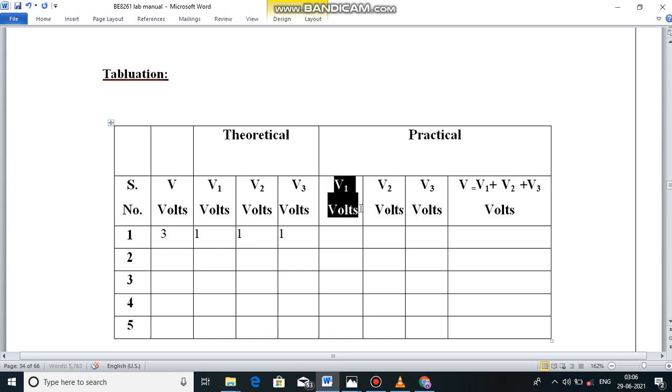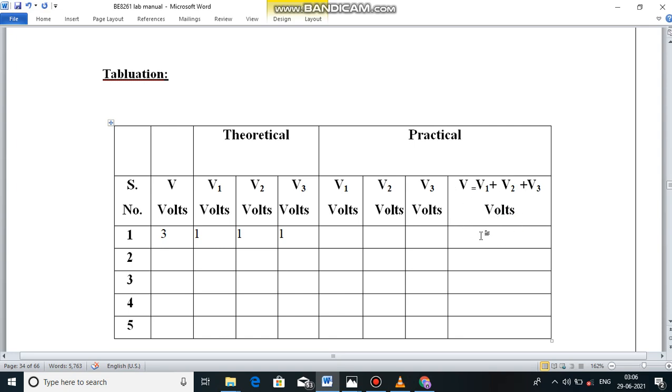The same thing I have to get practically for the input voltage of 3: the voltage drops across V1, V2 and V3 should be the same as I obtained theoretically, but they will not be exactly 1. Approximately you will get drops nearer to 1. Finally you have to write down these values and add V1, V2 and V3 in this tabular column.